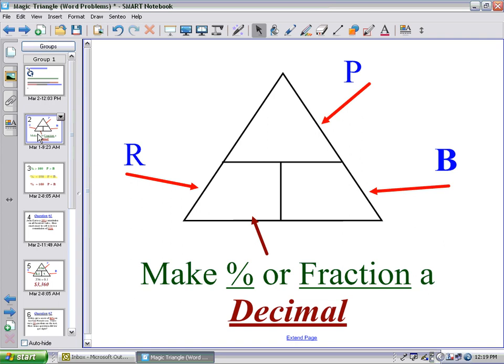Today we do something that's challenging. We're going to use our magic triangle to set up and solve percent word problems. Just as a review, the magic triangle is made up of three chambers. The top chamber is identified as the letter P, the lower left chamber is the letter R, and the lower right chamber is the letter B.